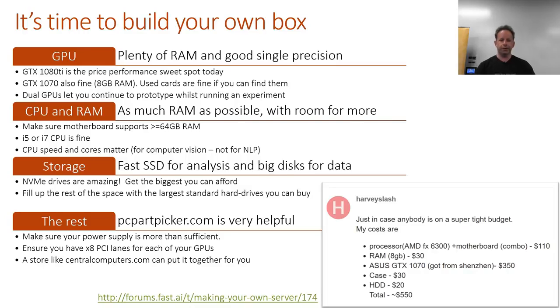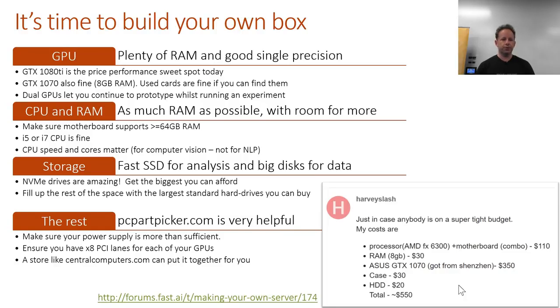But the example in the bottom right here from the forum was something that somebody put together in last year's course, so like a year ago. They were able to put together a pretty decent box for a bit over $500. Generally speaking, you're probably looking at more like $1,000 to $1,500. I created a new forum thread where you can talk about options and parts and ask questions and so forth.